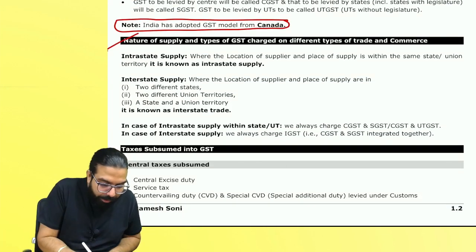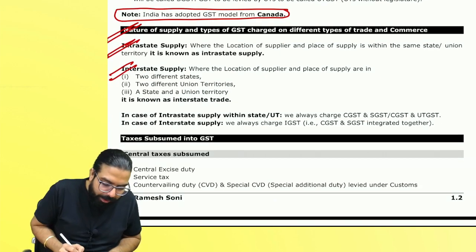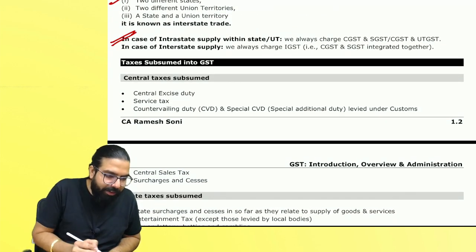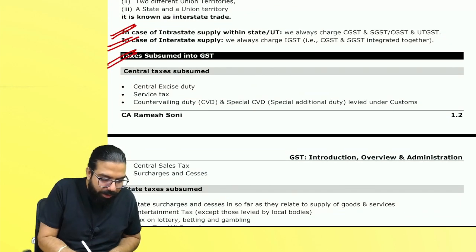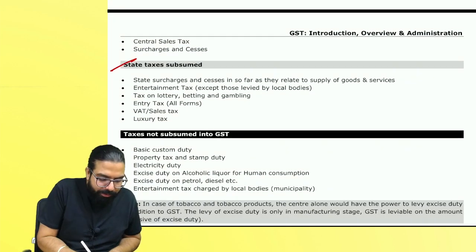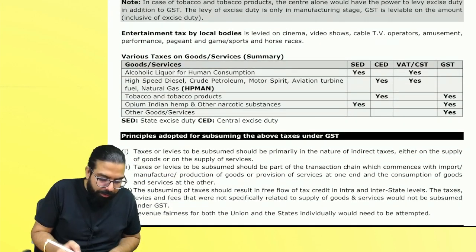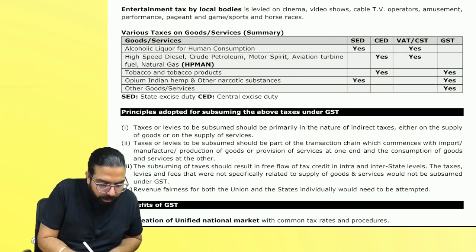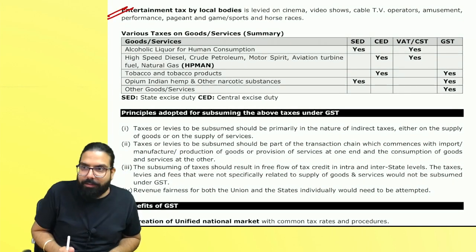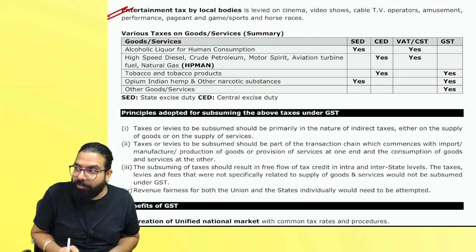Now, nature, intra, inter. Correct, everyone? Intra में CGST, SGST. Inter में what will come? IGST. Sir, what are the taxes subsumed? Central taxes, state taxes which are subsumed, taxes which are not subsumed. Then I went ahead and told about, sir, what do you mean by entertainment tax? The local bodies' entertainment tax is not subsumed.